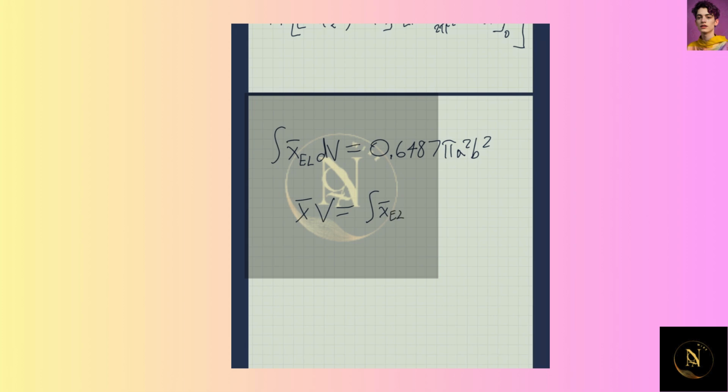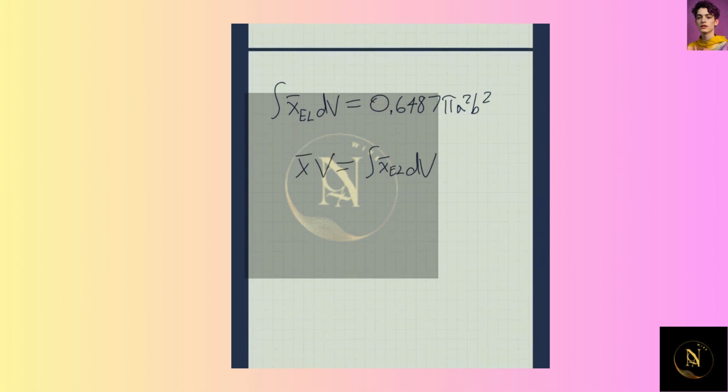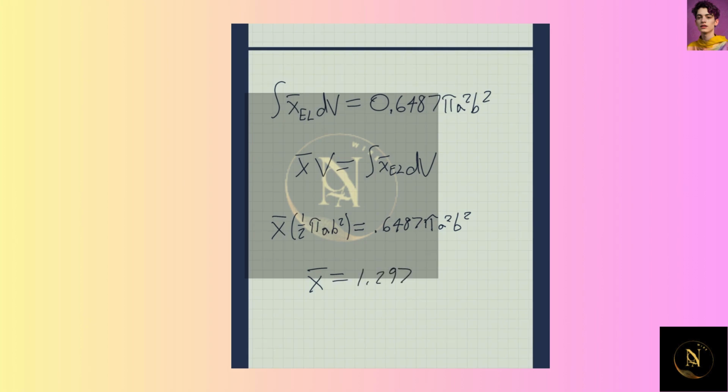And now we know enough to solve our original equation for the centroid, which was the centroid times the total volume is equal to the integral of the differential element. So plugging in the volume that we found for the left side of this equation, we can then set it equal to the differential element on the right side of the equation.